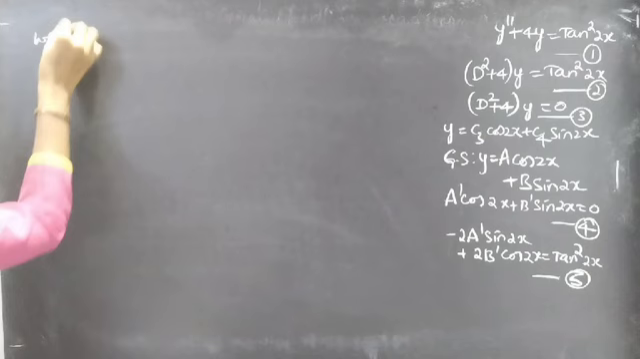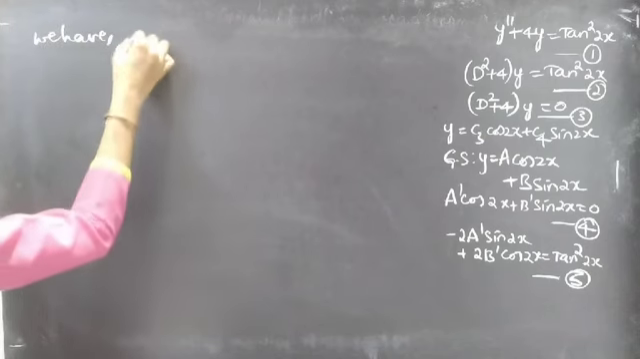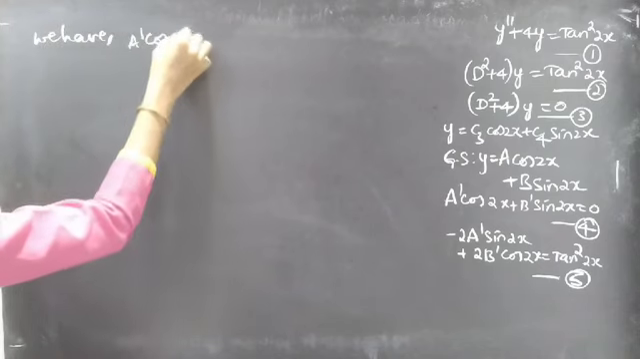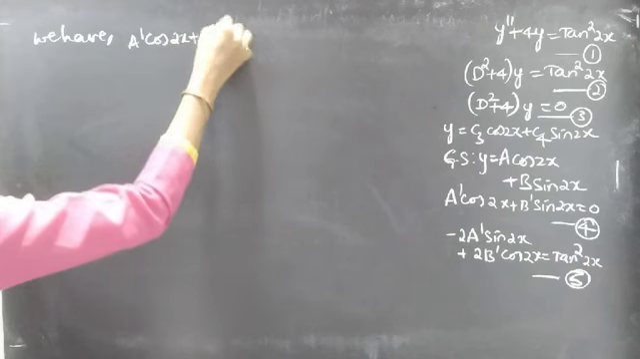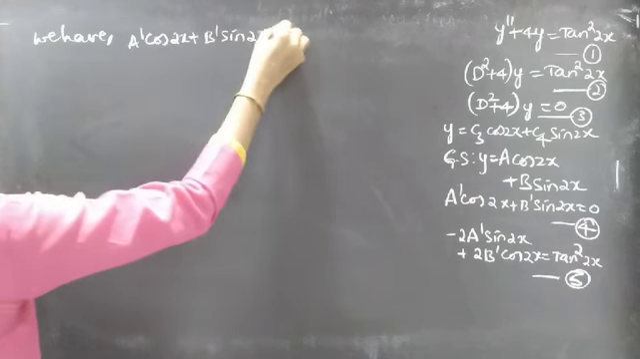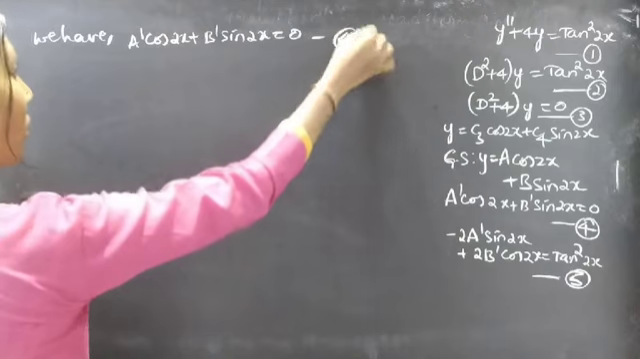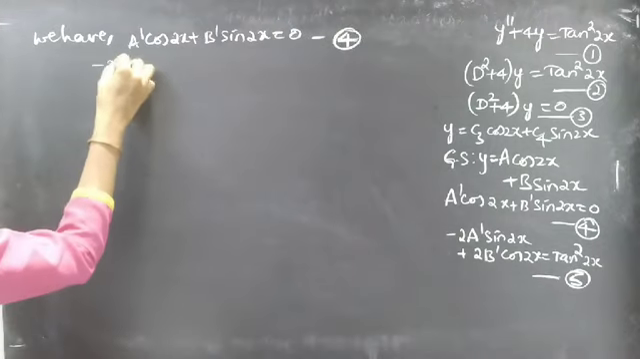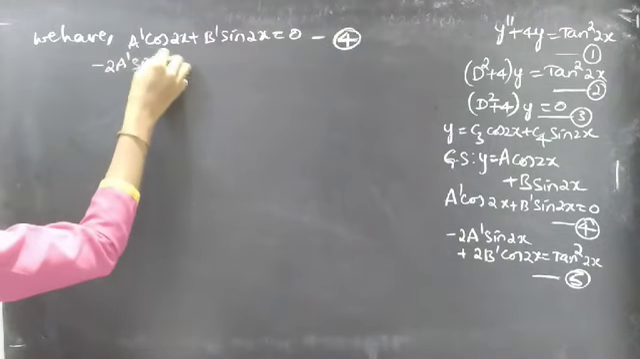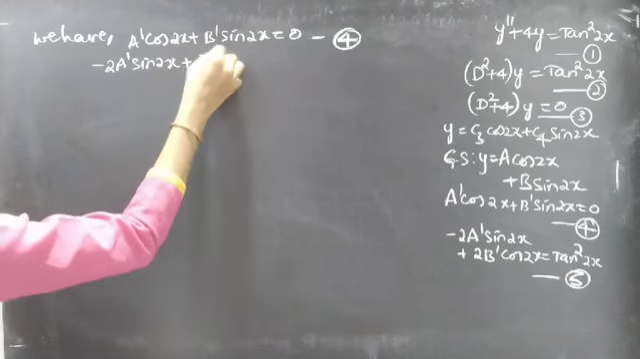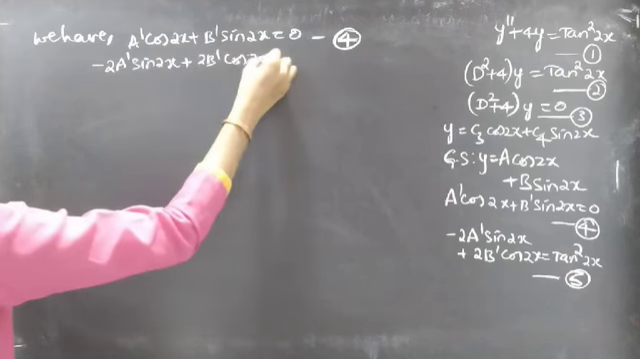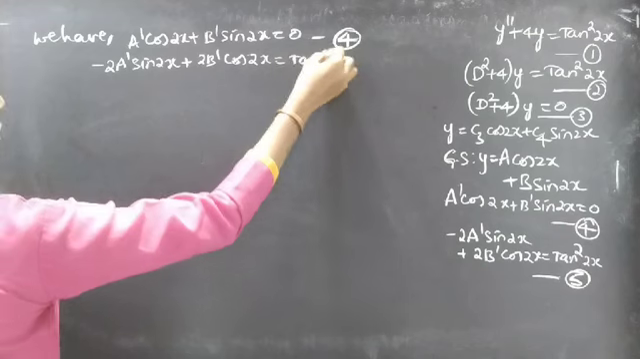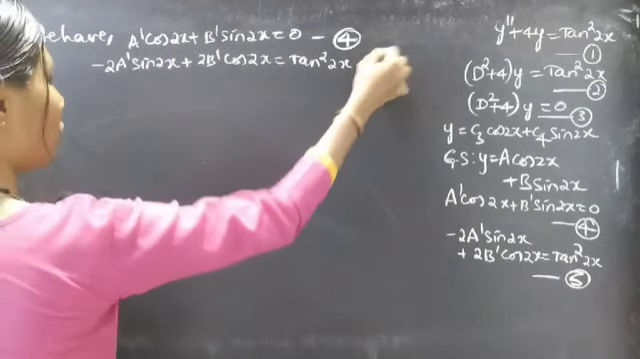We have equations 4 and 5. a' cos 2x plus b' sin 2x equals 0 is our equation 4, and minus 2a' sin 2x plus 2b' cos 2x equals tan square 2x is our equation 5.